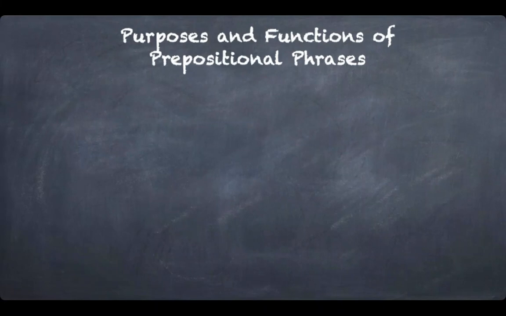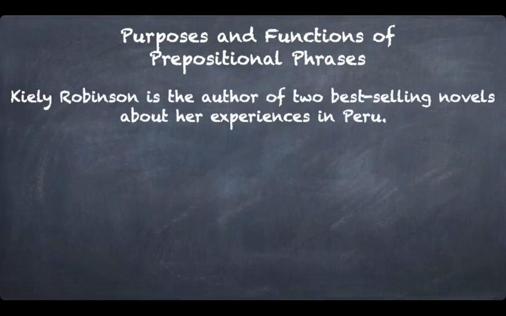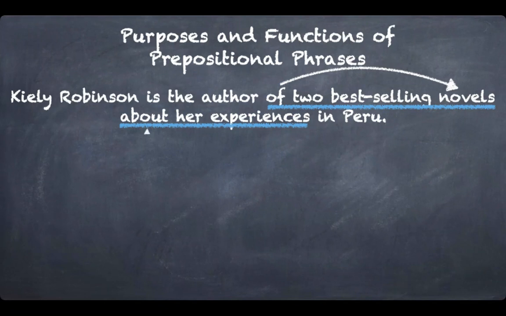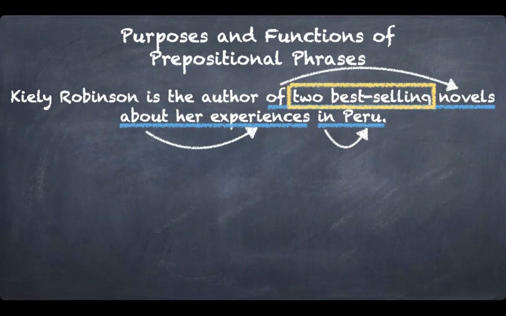Here's an example. Kylie Robinson is the author of 2 best-selling novels about her experiences in Peru. There are 3 prepositional phrases in this sentence. All the phrases begin with a preposition and end with a noun or pronoun acting as the object of the preposition. Any words between the preposition and the object of the preposition, as seen in the first 2, are modifiers.